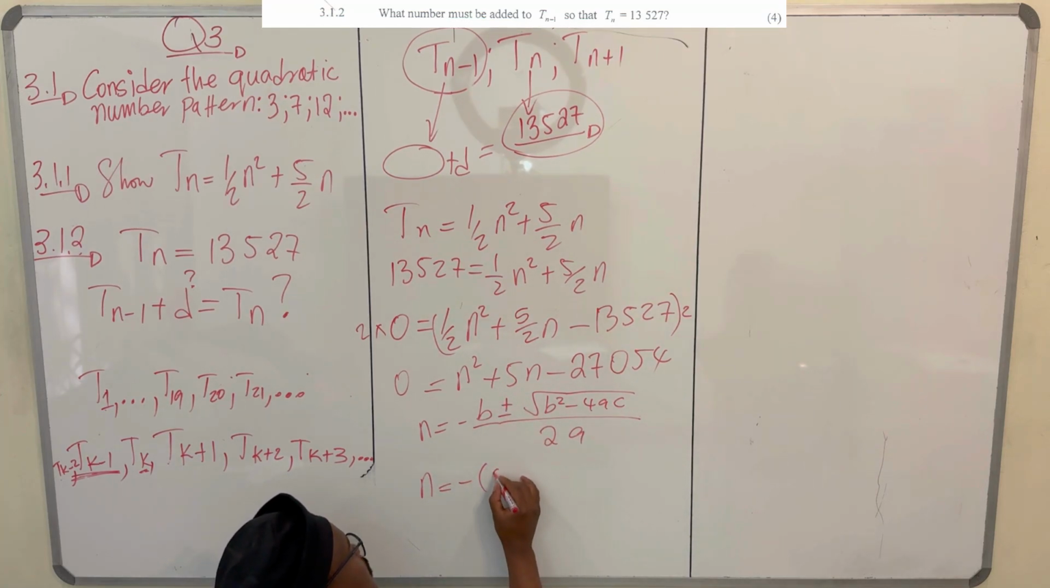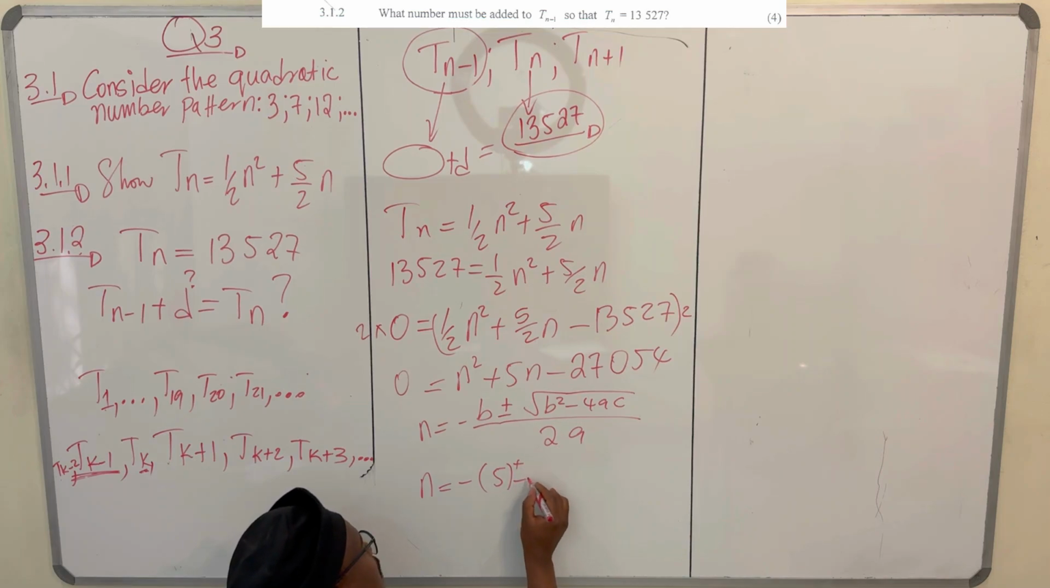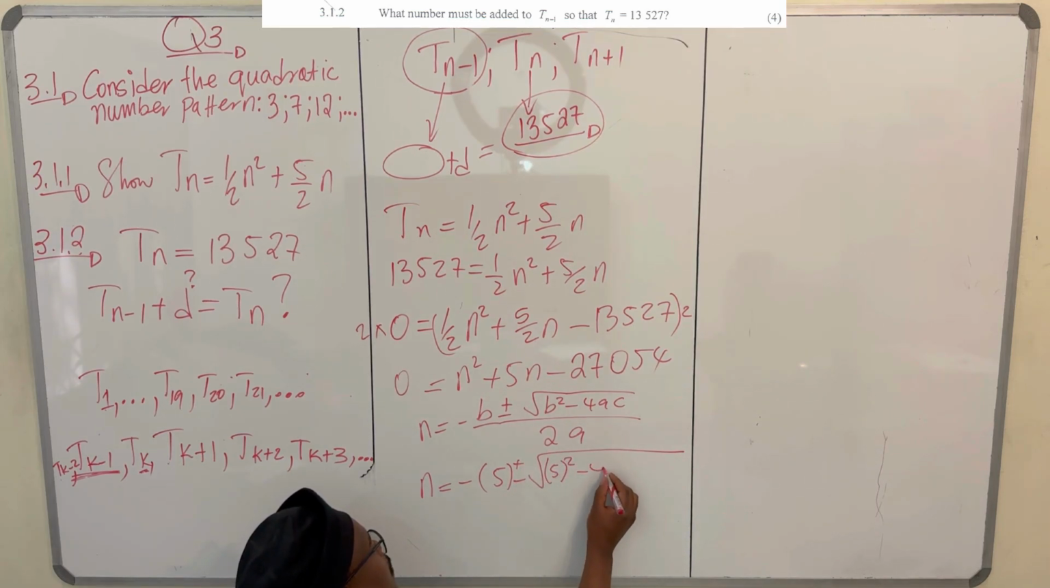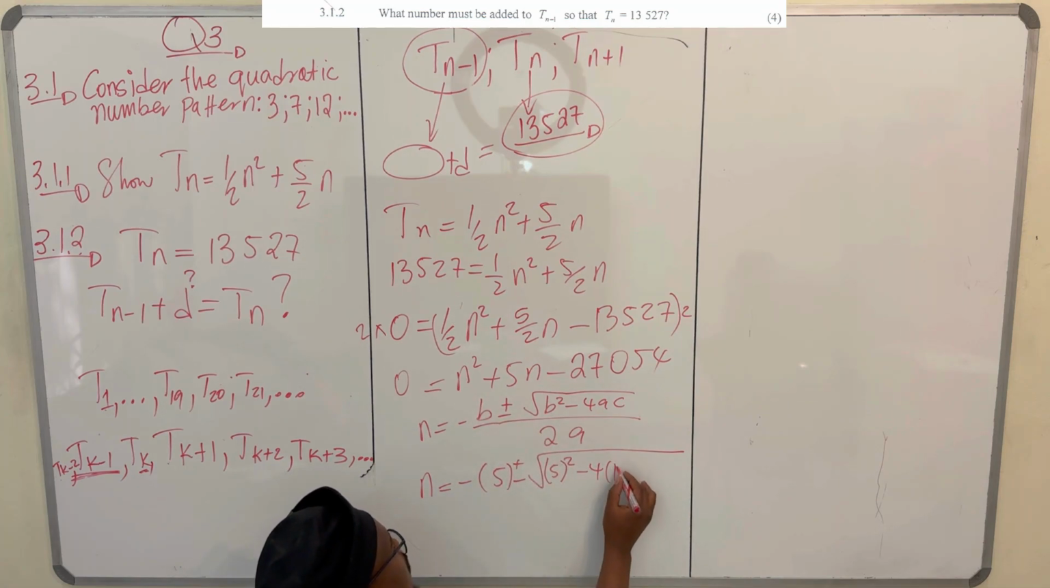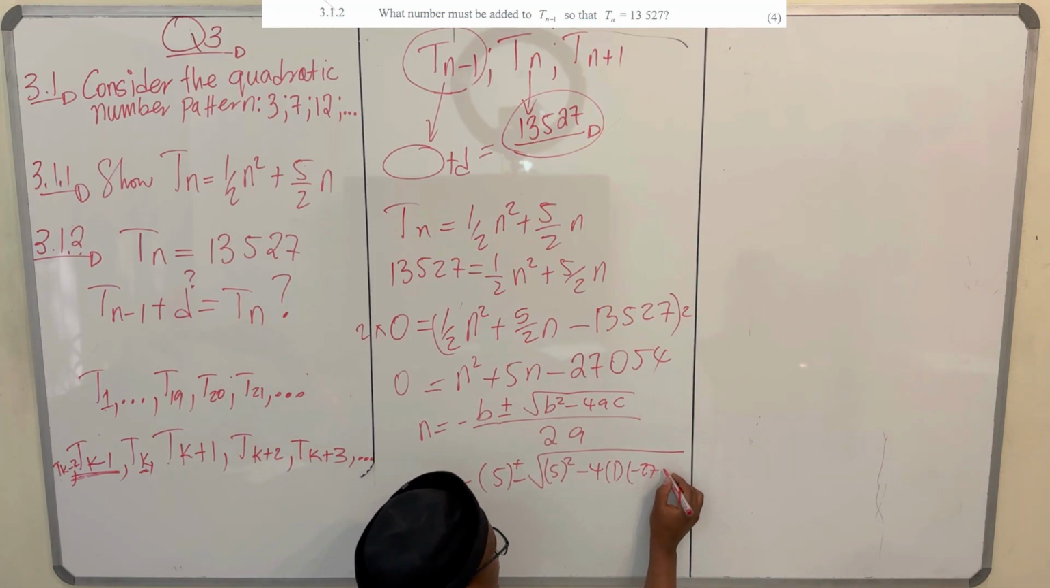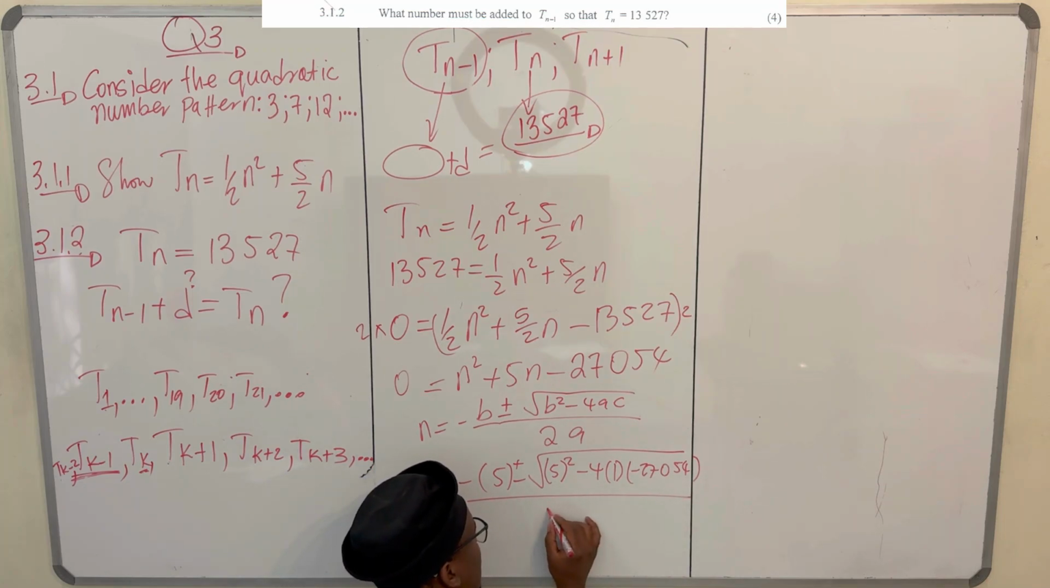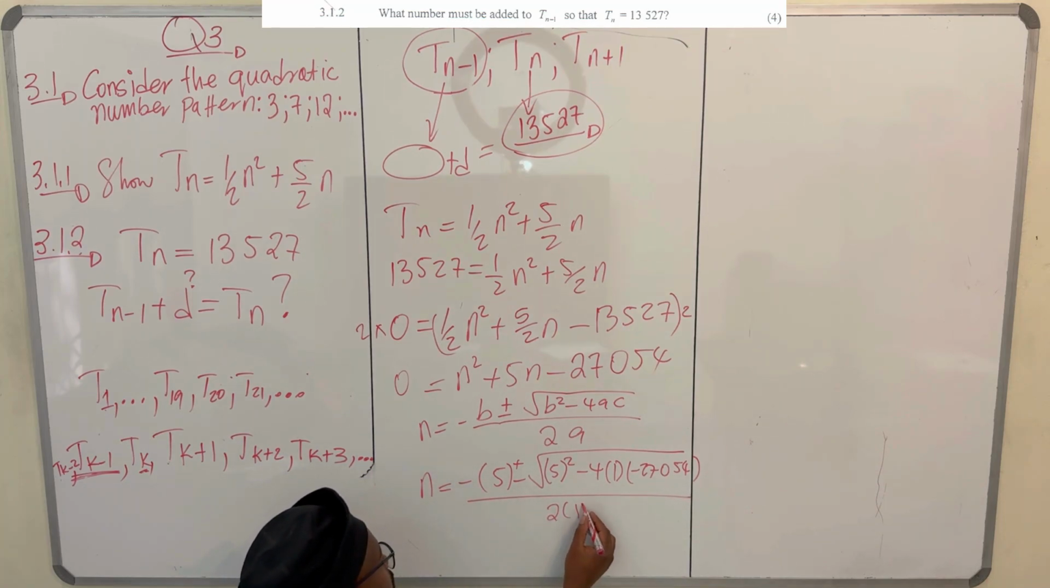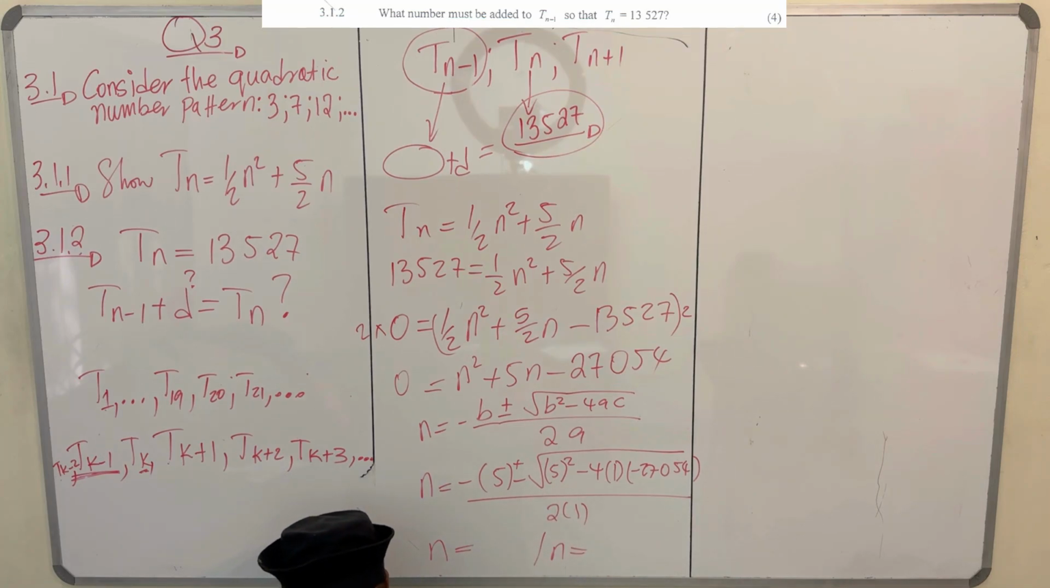What is our b? Our b is 5, plus or minus the square root of b squared, which is 5 all squared, minus 4a. What is your a? A is 1. And your c is equal to negative 27,054. All divided by 2 times a. What is your a? A is 1. So your n is equal to, punch that and see what you get.